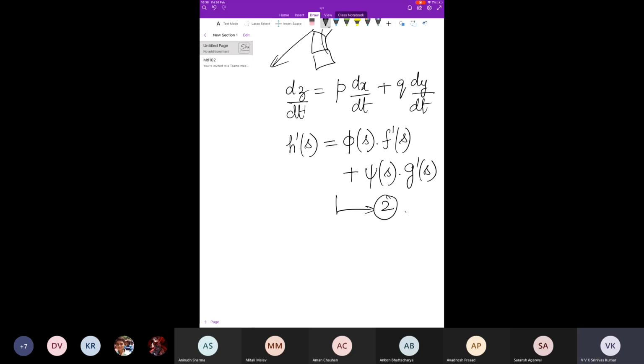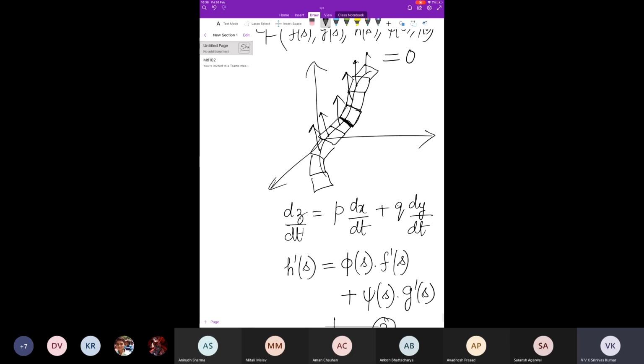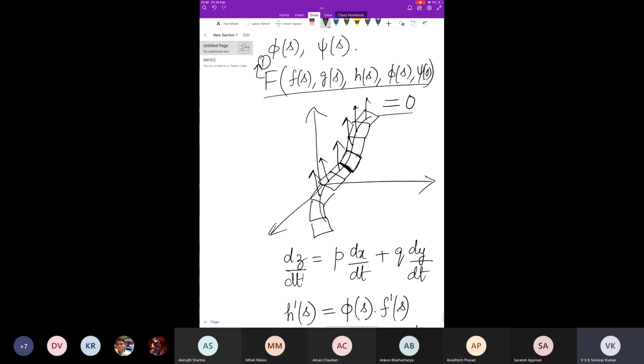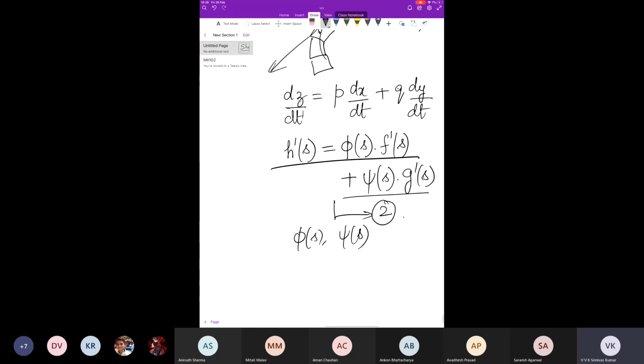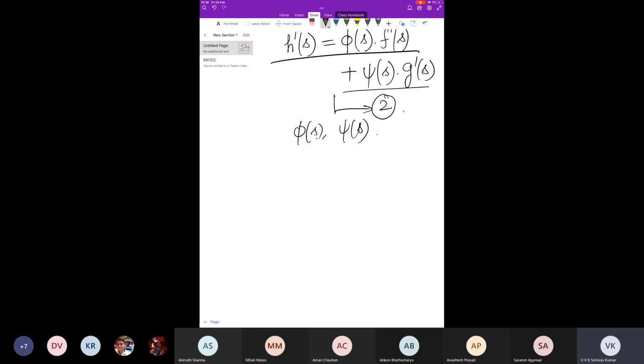So two unknowns, that is phi s and psi s, can be obtained by solving the two equations. First is this equation, and this is the second equation. So with these equations we can find phi s and psi s, and then substitute in gamma and solve the 5 ODEs with these 5 initial conditions. Okay. Let us now look at one example to demonstrate this entire thing.